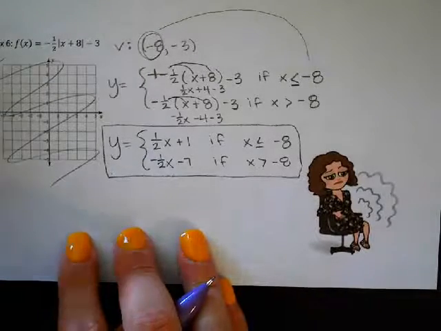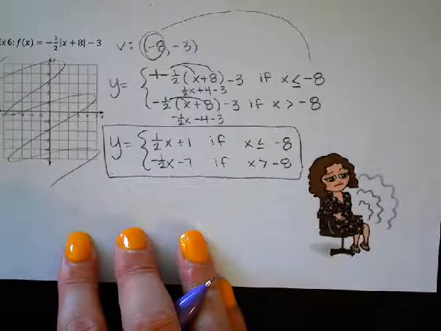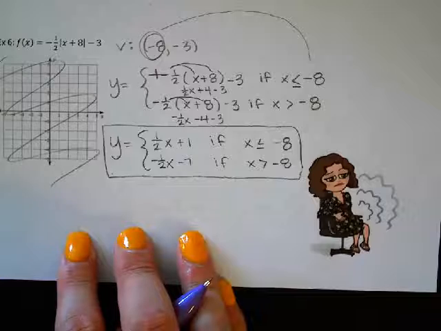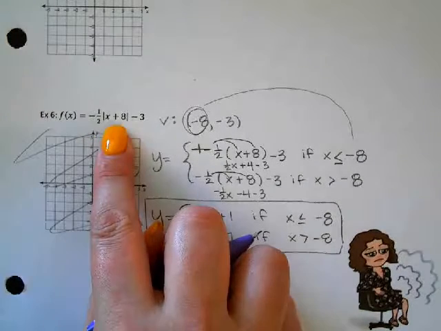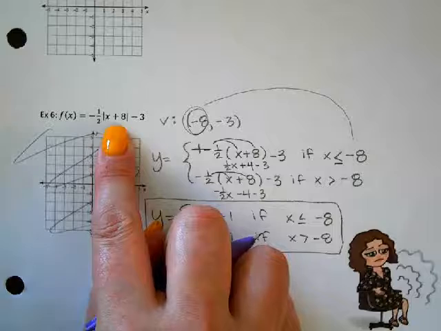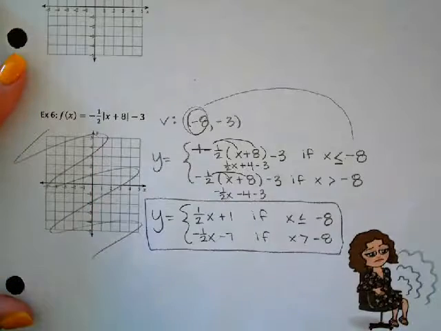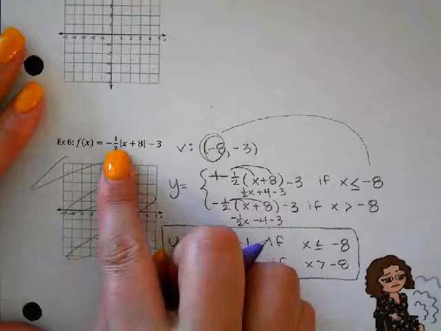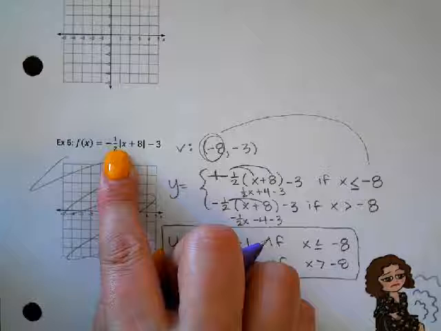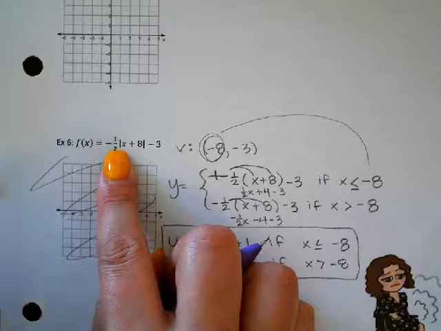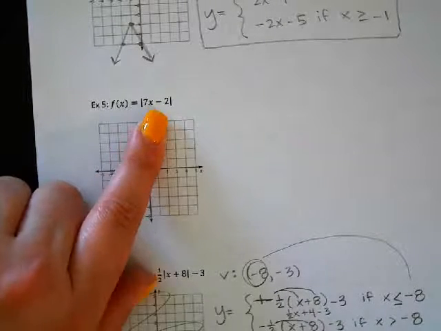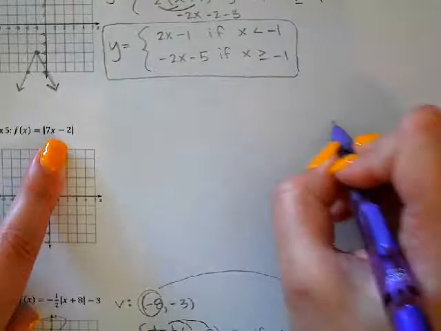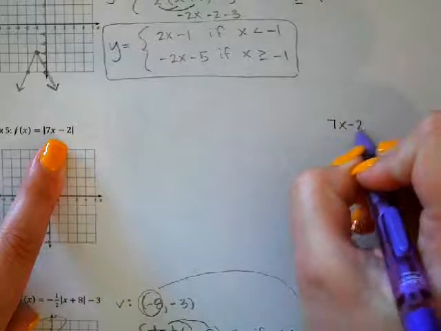All right, now most of the time when we do the vertex, it's pretty easy. You just take whatever is inside the absolute value symbol and you do the opposite sign. And that has only worked because the x coordinate did not have a coefficient. That's the only reason it has worked, okay? So in problems like this, for you to find the x coordinate of the vertex, you have to take the 7x minus 2, and you have to set it equal to 0.